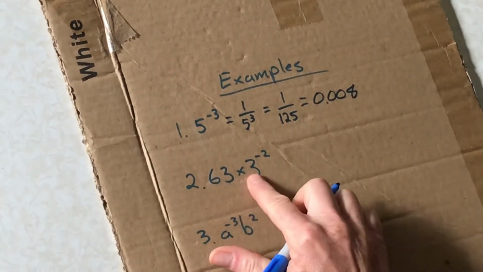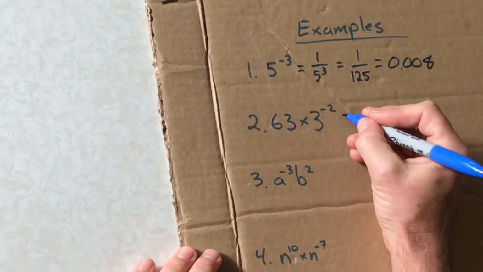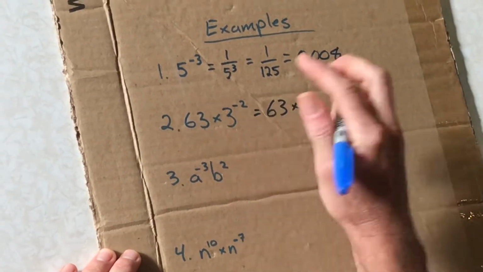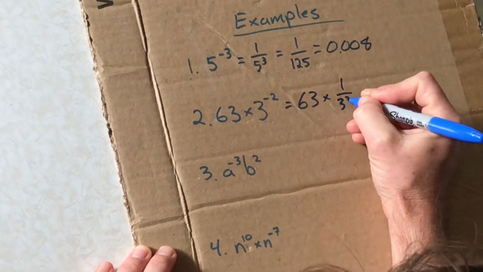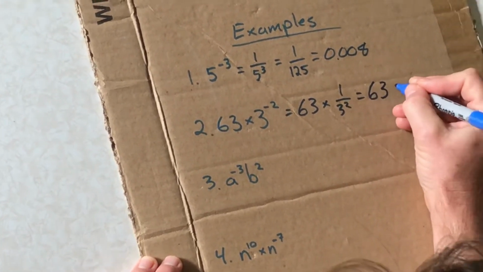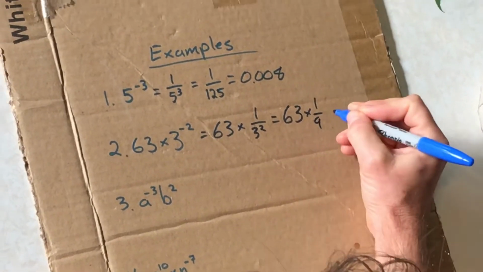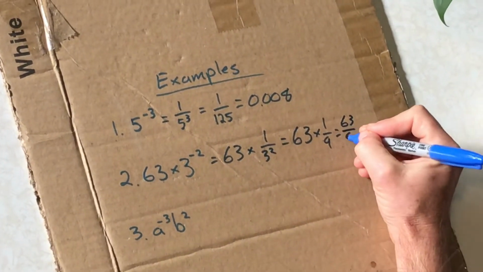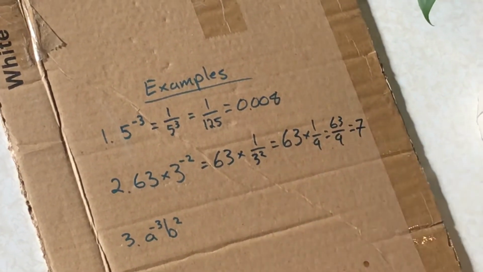Okay. 63 times 3 to the power of negative 2. What does that mean? It means 63 times 1 over 3 squared. Well, what's 1 over 3 squared? That's a ninth. That's 63 times a ninth. And we know 63 times a ninth is just 63 over 9, which gives us 7.